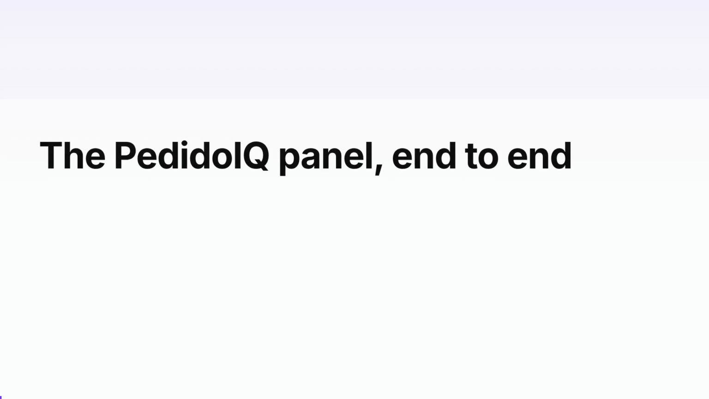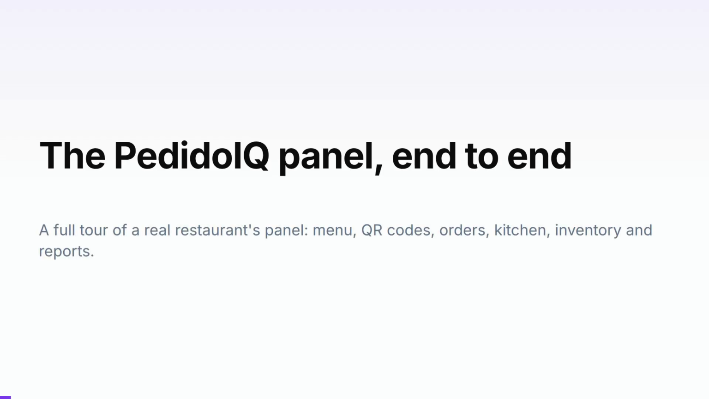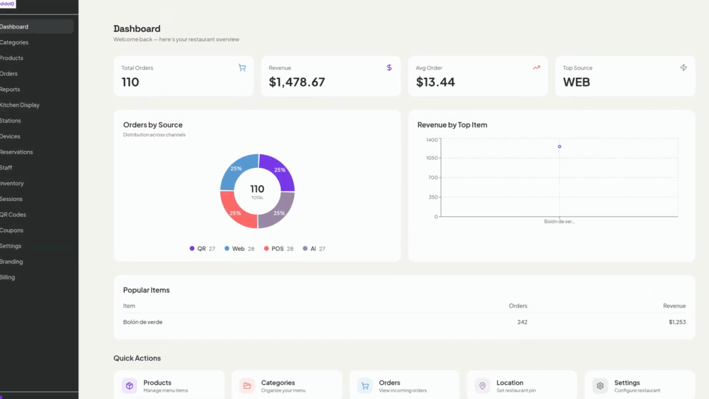This is the PedidoIQ panel from the inside, with a real restaurant loaded. We are going to walk through all of it. The menu, the table QR codes, the orders coming in, the kitchen display, inventory, and reports. Everything you will see is the product running, not a mock-up. Let's start with the panel.